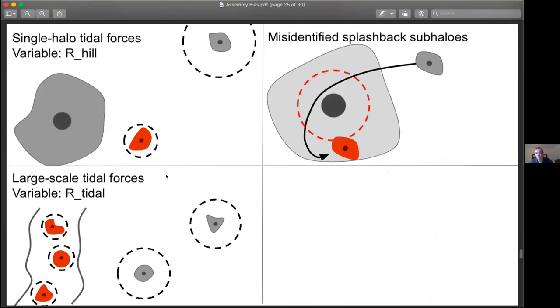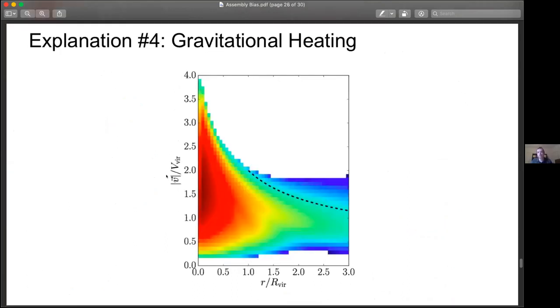And then the last explanation that people bring up is gravitational heating. There are others, but these are the major ones. What I'm showing here is a phase diagram around a stack of galaxy mass dark matter halos from a simulation. Position is on the x-axis, velocity is on the y-axis, and the number of particles at that location corresponds to the color.